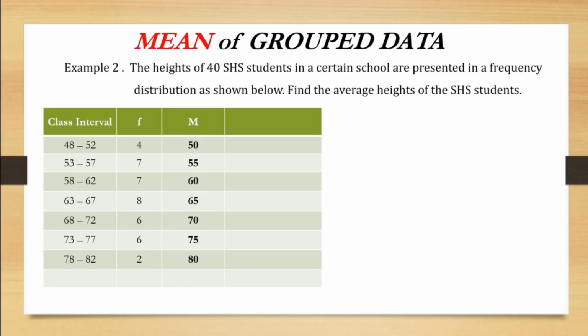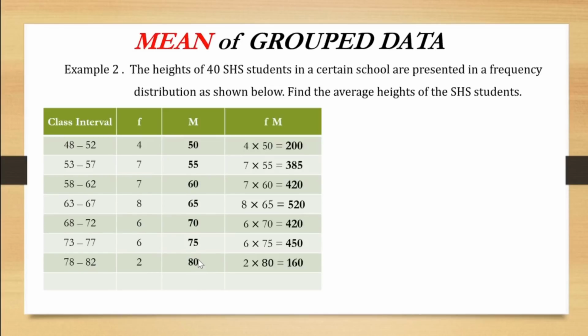To complete the table, if our first interval is 48 to 52, we are going to add the upper and the lower limit. 48 plus 52 divided by 2 is equal to 50. 53 plus 57 divided by 2 is 55. 58 plus 62 divided by 2 is 60. 63 plus 67 divided by 2 is 65. 68 plus 72 divided by 2 is 70. 73 plus 77 divided by 2 is 75. 78 plus 82 divided by 2 is 80.